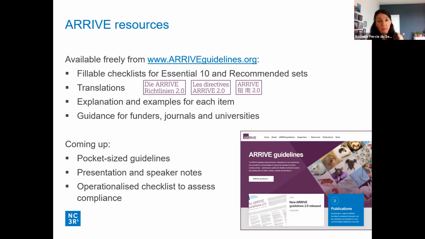And as I mentioned earlier, the website also includes all the explanation and the examples for each item of the guidelines. And you'll also find guidance for stakeholders, such as funders, journals, and universities, with advice on how the guidelines can be integrated into their workflow to improve the reporting of animal research. And in the next few months, we'll add new resources, including an operationalized checklist to assess the manuscript compliance with the Essential 10. So that is something that would be very useful to editors and journal staff. And that can also be used in the development of software that assess the reporting quality of publications automatically.